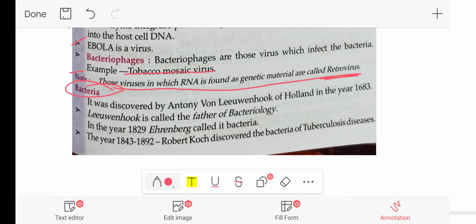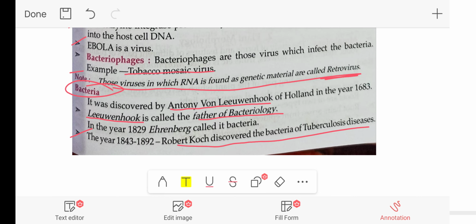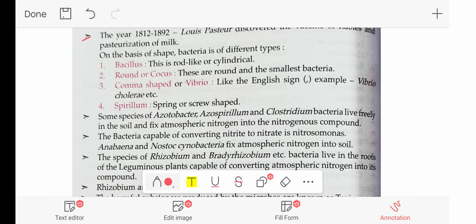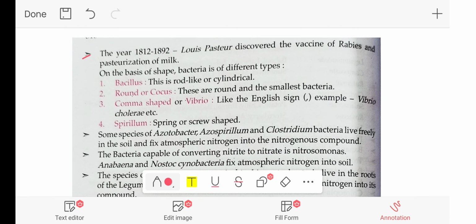Bacteria. It was discovered by Antony van Leeuwenhoek of Holland in the year 1683. Leeuwenhoek is called the father of bacteriology. In the year 1829, Ehrenberg called it bacteria. Robert Koch, 1843 to 1910, discovered the bacteria of tuberculosis disease. Louis Pasteur, 1822 to 1895, discovered the vaccine of rabies and pasteurization of milk.